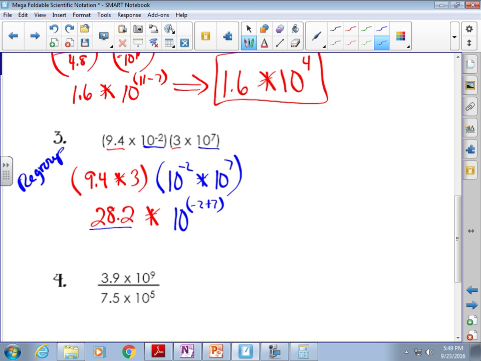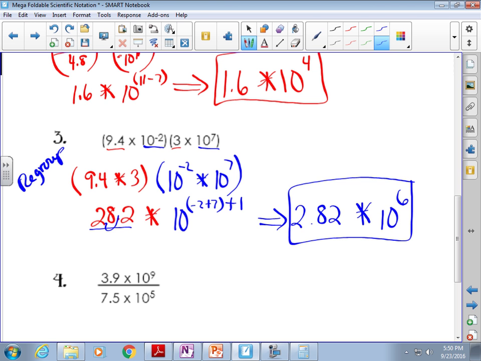So this number is bigger than 1, so I need to make it a little smaller. Since it's bigger than 1, I know I'm going to have a positive addition to it. So instead of 28.2, I moved the decimal once to make it 2.82. And since I only moved it once, I added plus 1 over here. Okay? So if the number's bigger than 1, I'm going to add however many times I move the decimal. If it was smaller than 1, I'm going to subtract however many times I move the decimal. All right? So my new number, 2.82 times negative 2 plus 7 is 5, and 5 plus 1 is 6, so 10 to the 6th power. So this was that step 3 that we haven't really been doing.